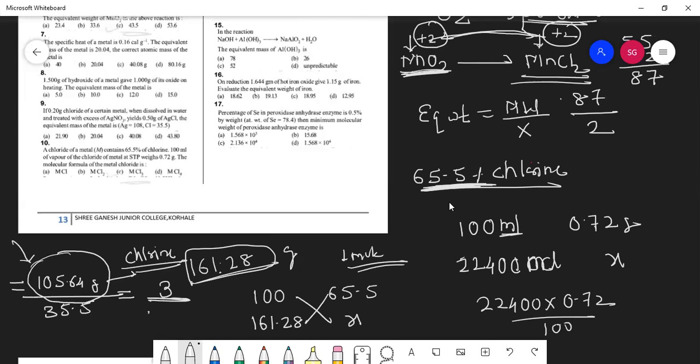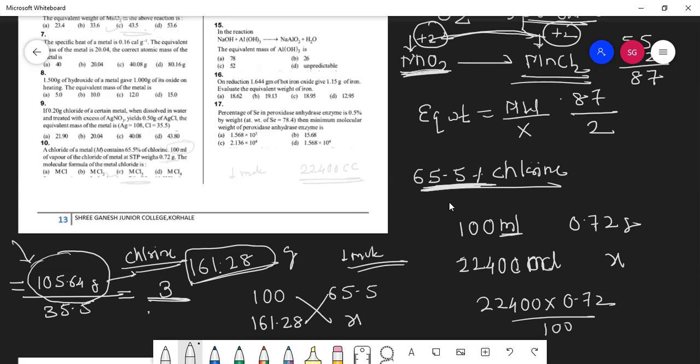Students, the clear hint was here, you see, 100 ml. So I found that for 1 mole it should be 22400 cc. Yes, understood?